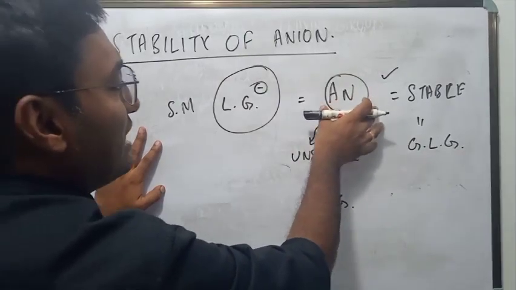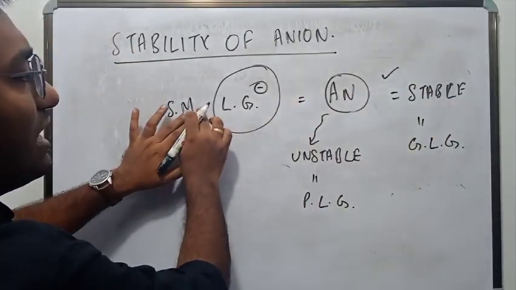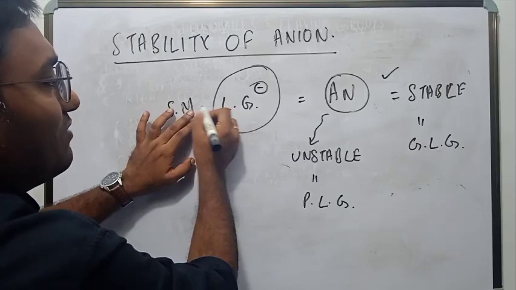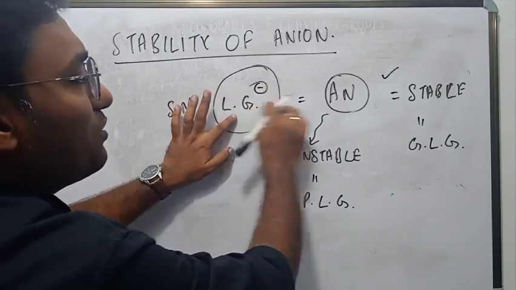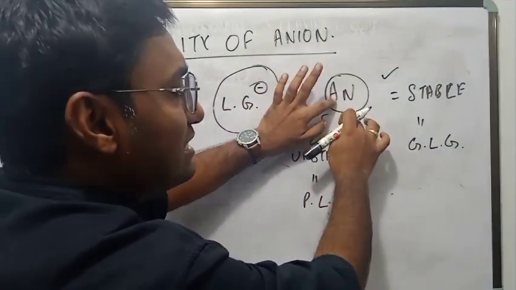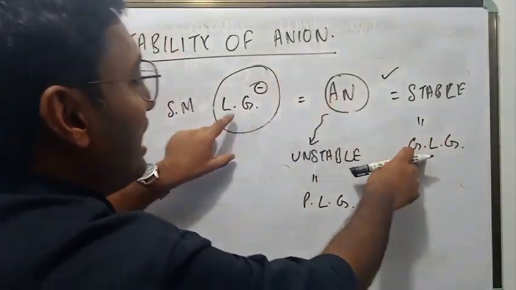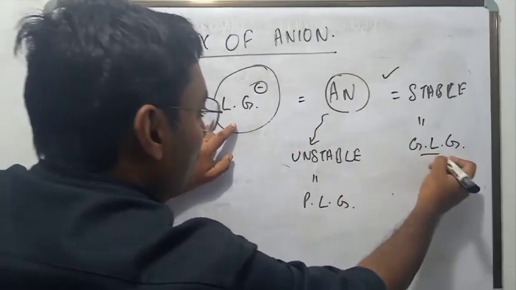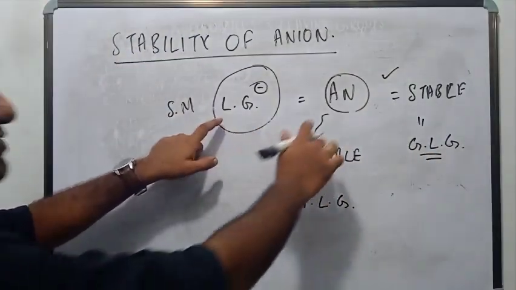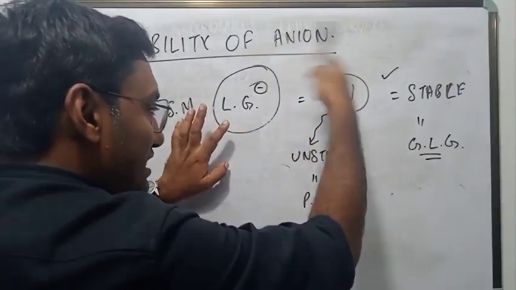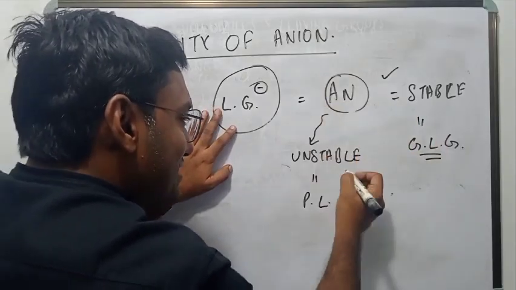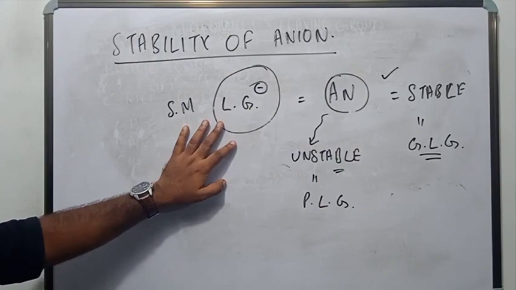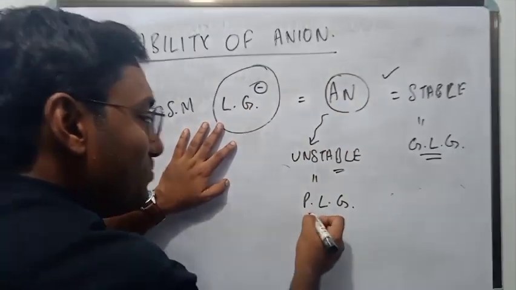How do we form an anion? See, this is the anion. When the leaving group breaks the bond and withdraws the electron, it becomes an anion. If that anion is stable, its formation will be favored, and that would make it a good leaving group. If the anion is unstable, if it reacts rapidly with anything that it encounters, then its formation won't be favored. That would make it a poor leaving group.